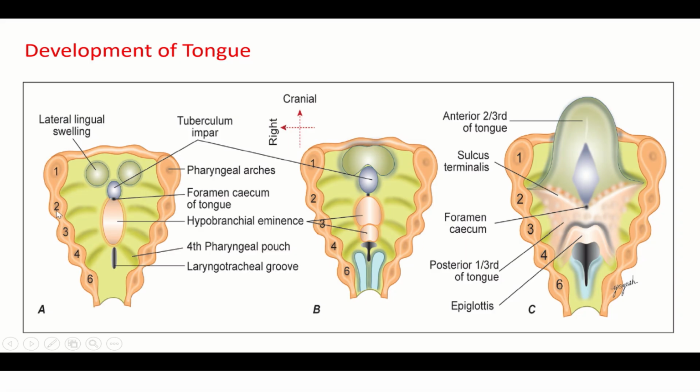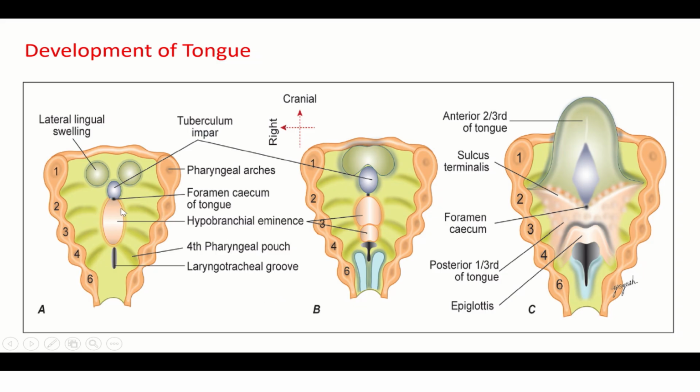You can see this is the first arch, second arch, third arch, fourth arch, the fifth arch disappears, and you can see the sixth arch, and you can see the laryngotracheal groove. Here you can see the pair of lingual swellings which are developing from the medial ends of the first arch. You can see the tuberculum impar developing between the first and second arch, and you can see a small foramen cecum from which the thyroglossal duct develops. The thyroglossal duct is a precursor for the development of the thyroid gland.